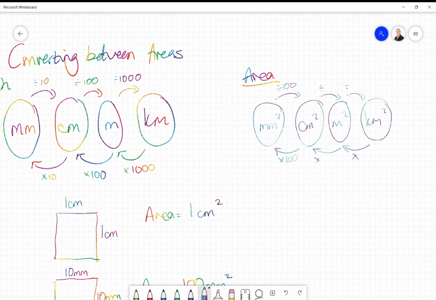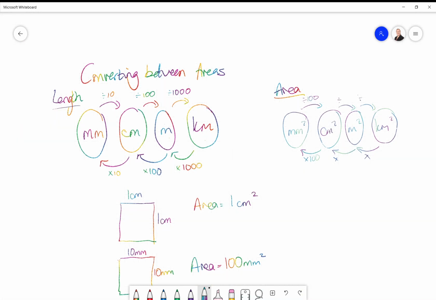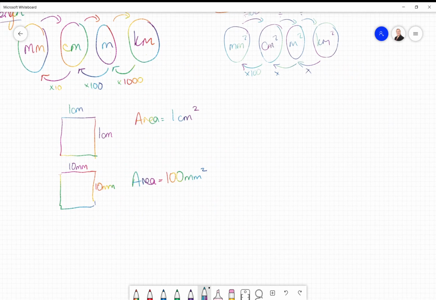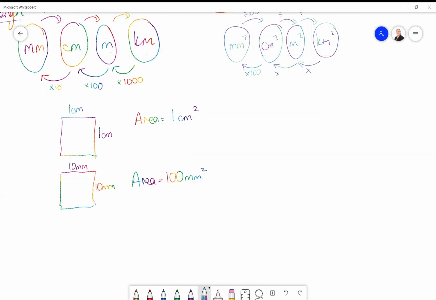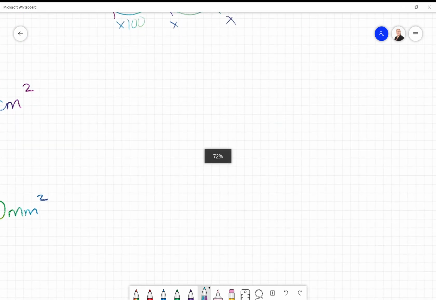So I'm just going to zoom out so you can see it all in one. So when we had length, it was 10 and 10. Now its area is 100 and 100. So I'm going to do the same thing, but now instead of talking about a centimetre square, I'm going to talk about a metre square. Let's go over here.